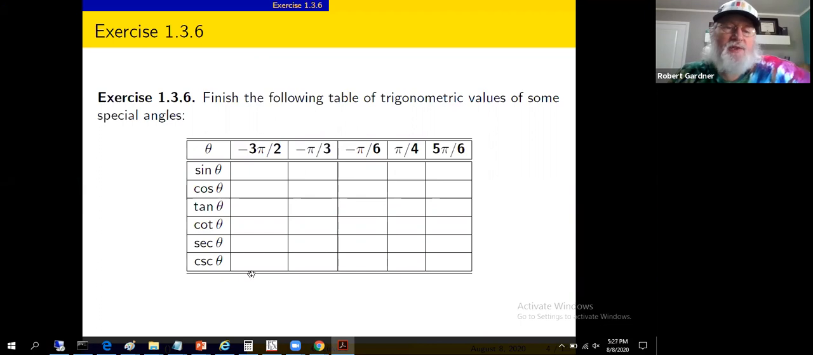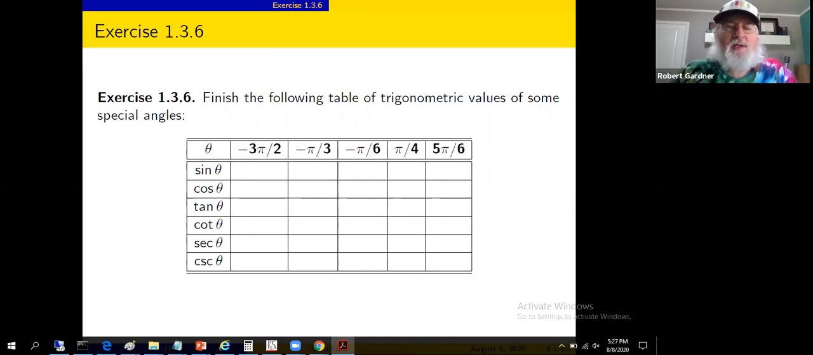So they want all 6 trig functions for -3 pi halves, -pi thirds, -pi sixths, pi fourths, we were just looking at pi fourths, and 5 pi sixths. This one we could fill in with the information we just had. Pi fourths is a special angle. These aren't special angles, but these other 3 here are related to special angles.